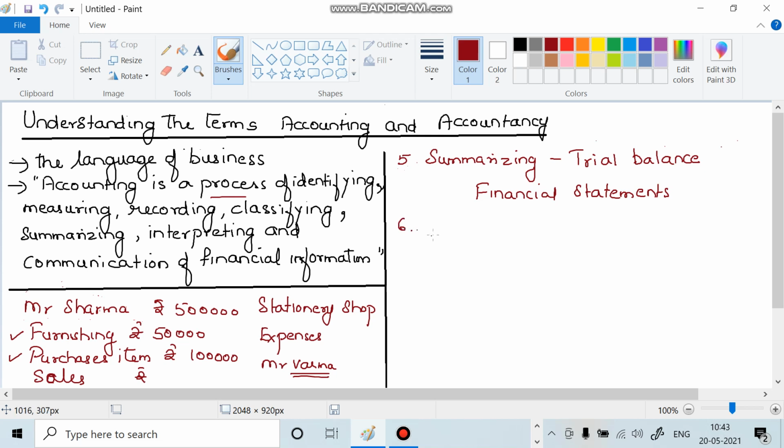Once these financial statements are available, we go to the sixth stage, that is interpretation. So this is a stage of analysis and interpretation.